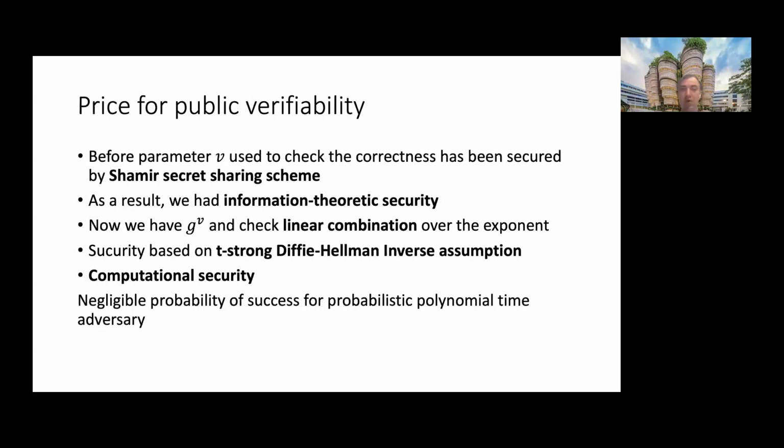So we can only prove that we have a negligible probability of success of the adversary in the case when the adversary is probabilistic polynomial time. So it's not any adversary, and the security is under some cryptographic assumption.